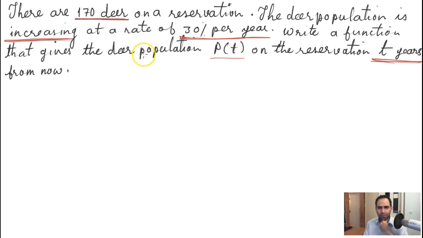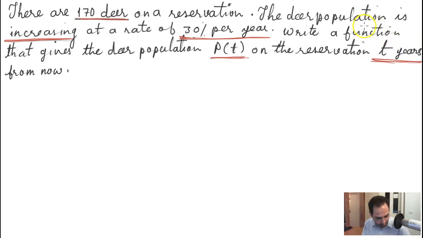So based on this, you know that you start with 170 deer on the reservation, and the population is increasing, and the increase rate is 30% per year. And you know that your function is supposed to be written in terms of P of t. So P standing for population, a function of time here, and t is in years.